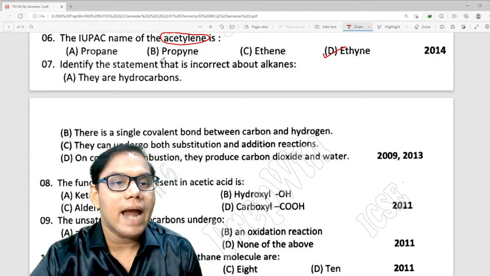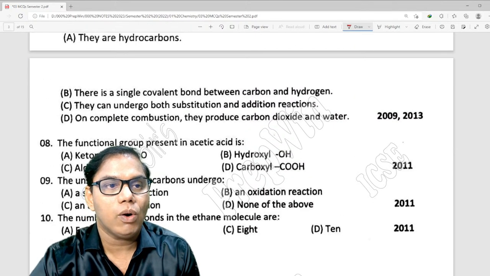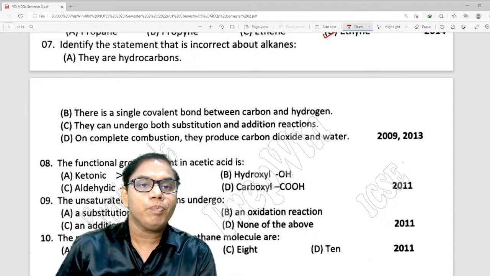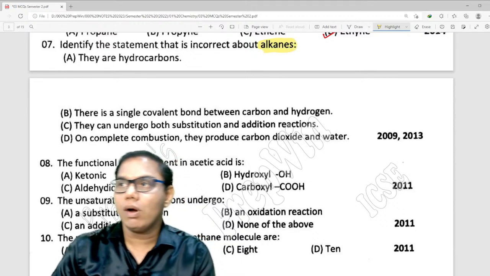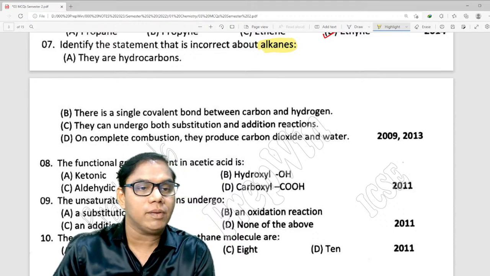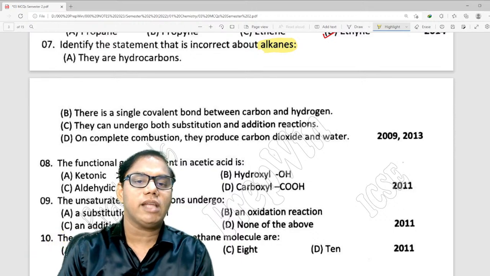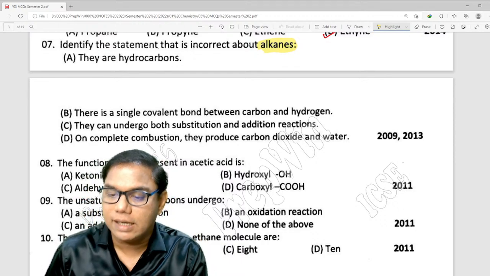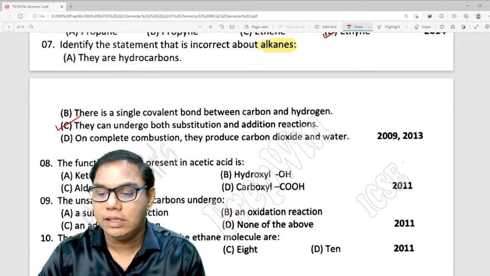Okay, fine. Identify the statement which is incorrect. Again, same question. This question was repeated twice. Will it be repeated once again in 2022? Let me know. Identify the statement that is incorrect about alkanes. Are alkanes hydrocarbons? There is a single covalent bond between carbon and hydrogen. They can undergo both substitution and addition reaction. On complete combustion, they produce carbon dioxide and water. It is almost like a repeated question. What is the answer? Yes, yes. I could see there is a unanimous answer. It is 7th C, correct?